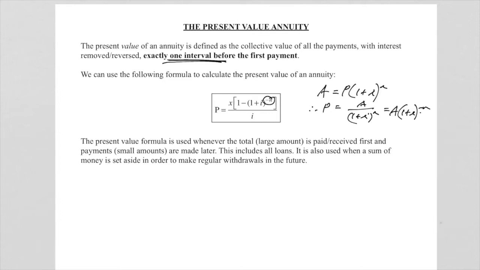The present value formula is used whenever the large amount is paid first and the payments are made later. This includes all loans. It is also used when a sum of money is set aside in order to make regular withdrawals in the future. So let's now look at our first example, and I think it will make more sense once you look at this.